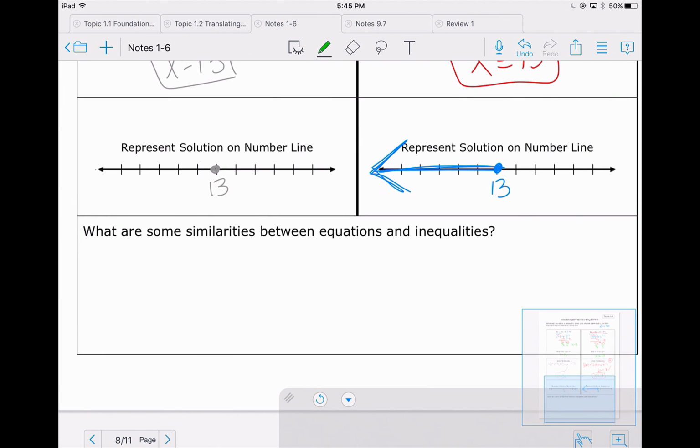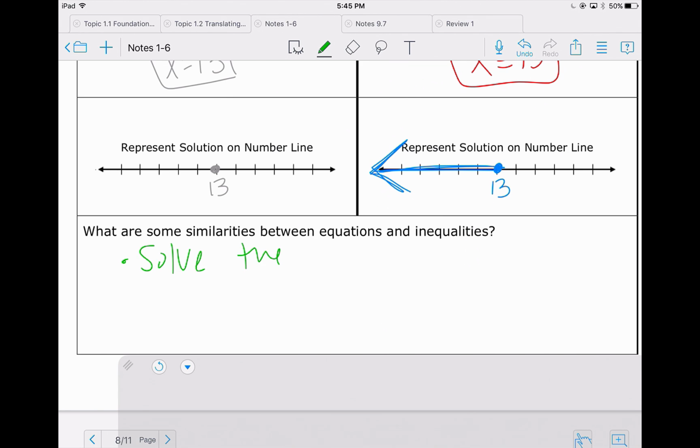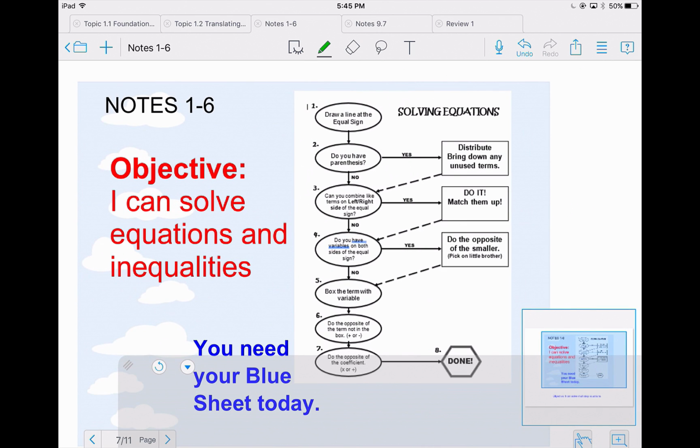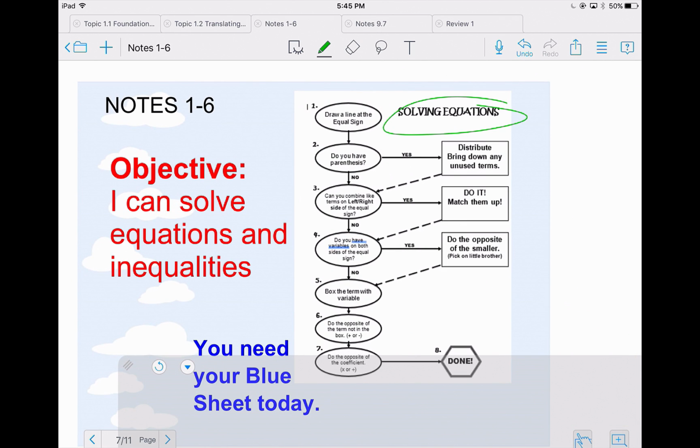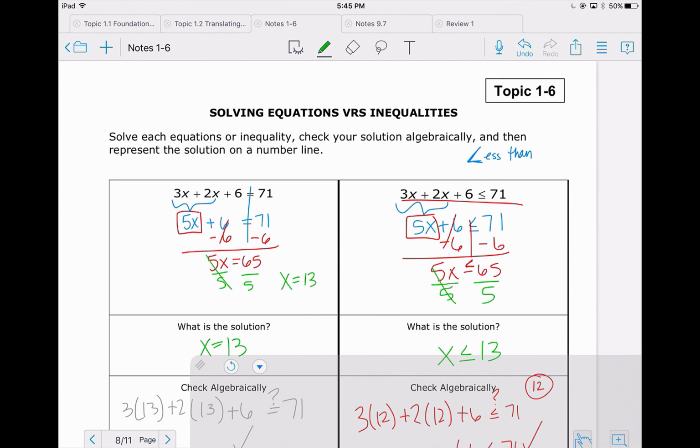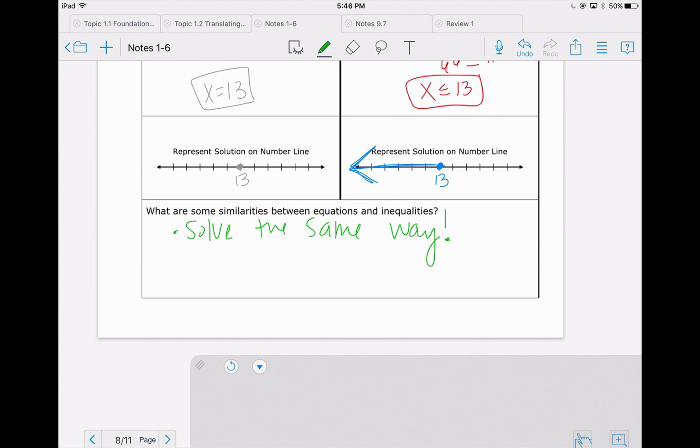So some similarities between equations and inequalities. We solve them the same way. We use the exact same order of that flow chart that we talked about here. We follow this for solving equations. This also works for solving inequalities. So the blue sheet that we gave you. Okay, so you solve the same way and you get the same number at the end. Not necessarily the same solution, but the same number. It's 13 for both.